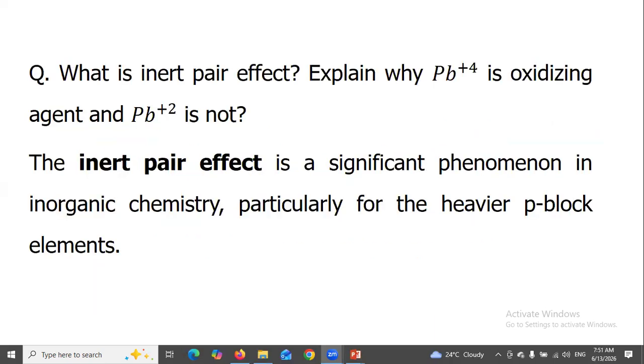What is the inert pair effect? Unexplained: lead +4 is an oxidizing agent and lead +2 is not. The inert pair effect is a significant phenomenon in inorganic chemistry, particularly for the heavier p-block elements.